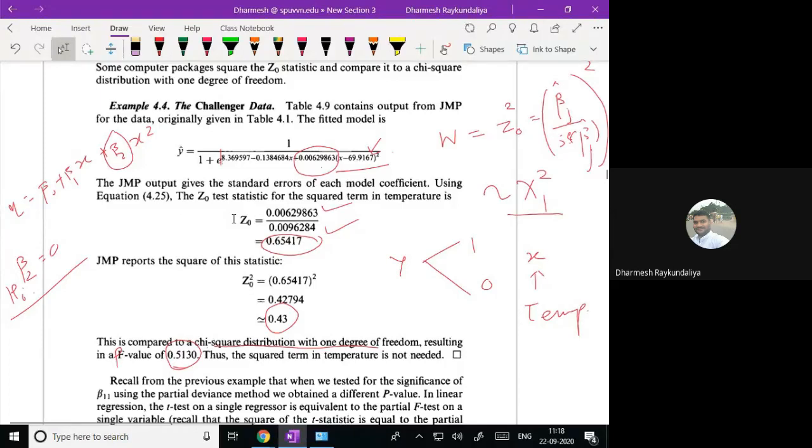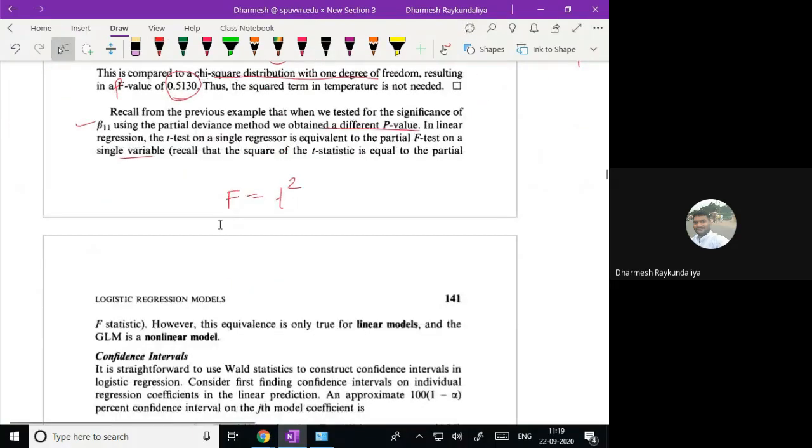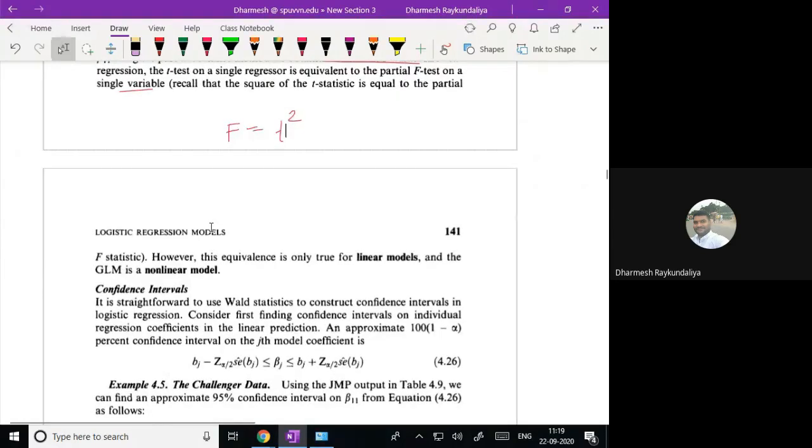So it is suggesting that the null hypothesis is accepted. So it means that there is no impact of a quadratic term. So recall from the previous example that when we tested for the significance of beta 11 using the partial deviance method, we obtained a different p-value in the regression coefficient. And the t-test on a single regression coefficient is equivalent to the partial F-test for a single variable. We know that if it is a single variable, then F is equal to t square. So of course the resulting statistics values are the same.